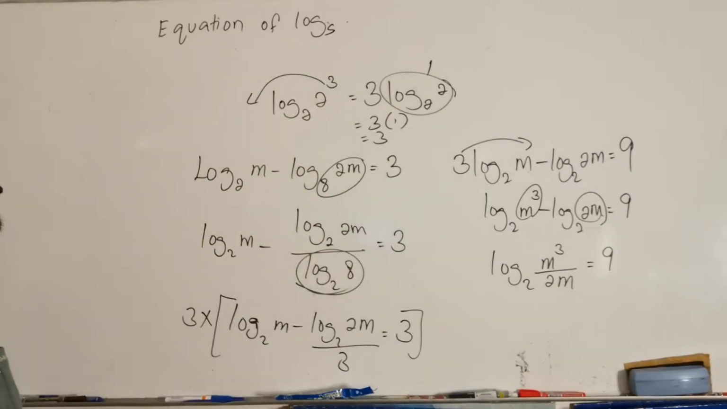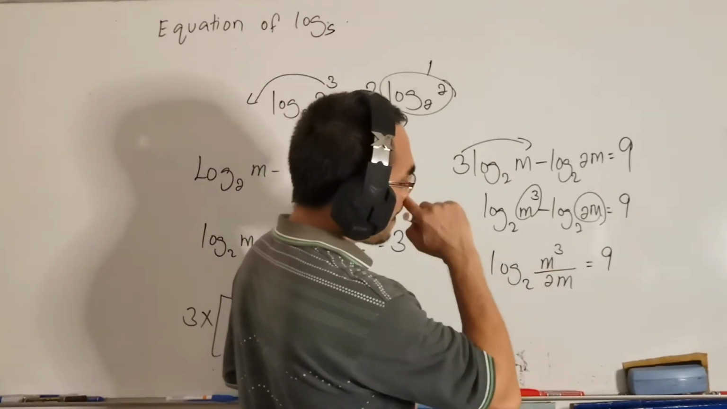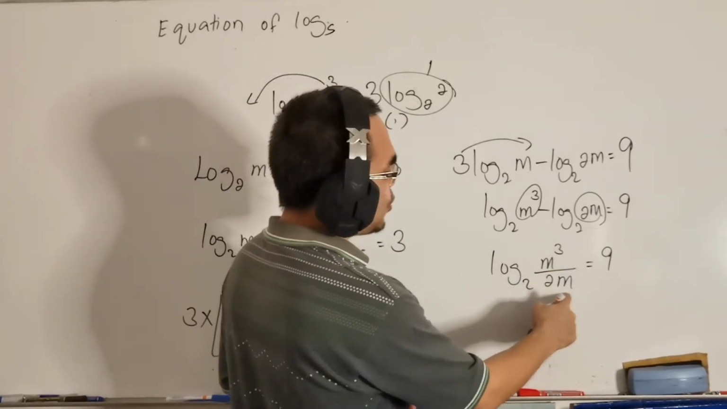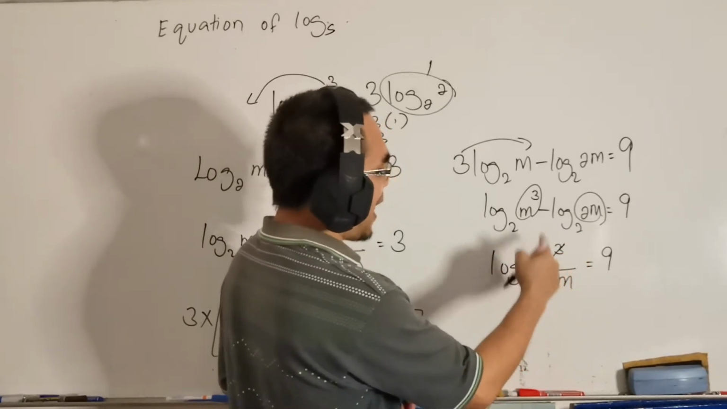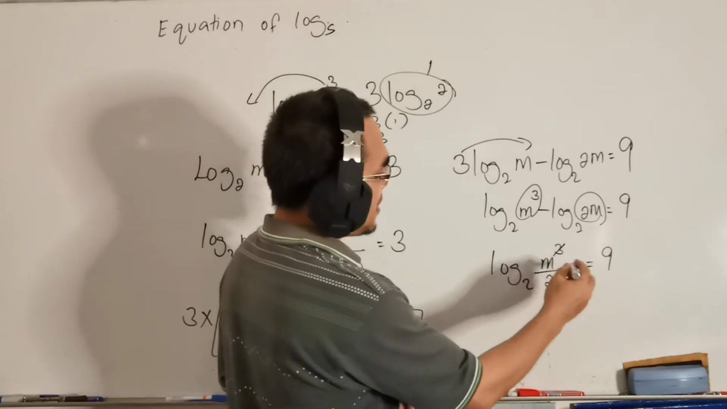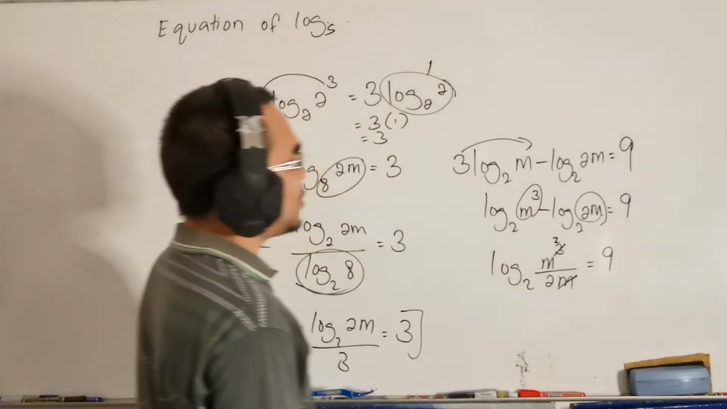So from here, first I will simplify m power 3 with 2m. So I can cut here, because m power 3 means m cubed, I can cut with the m, so what is left is m power 2.